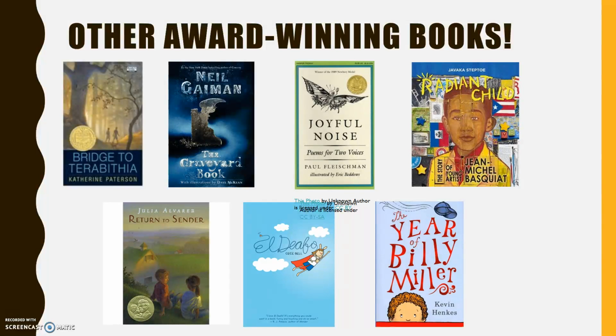Finally, The Year of Billy Miller, a Newbery Honor book written by Kevin Henkes, is a realistic fiction novel. In this story, we dive into the life of Billy Miller, a boy with many worries who is just trying to make his way through second grade. One thing that makes Billy unique is the lump on his head from hitting his head during the summer. This heartwarming novel catches young readers as they are in the midst of growing up.